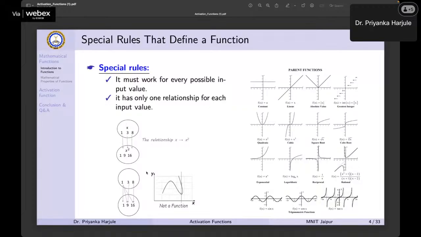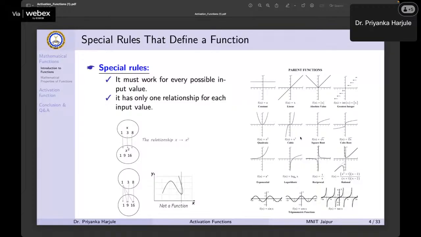Whereas this function here, the input set is shown with the mapping to multiple outputs. So this is violating the second rule, which says that it has only one relation for each input value. So here you can see in the graph also this vertical line touches the curve at more than one point. So this is violating the definition of the function, and this is not a function at all.